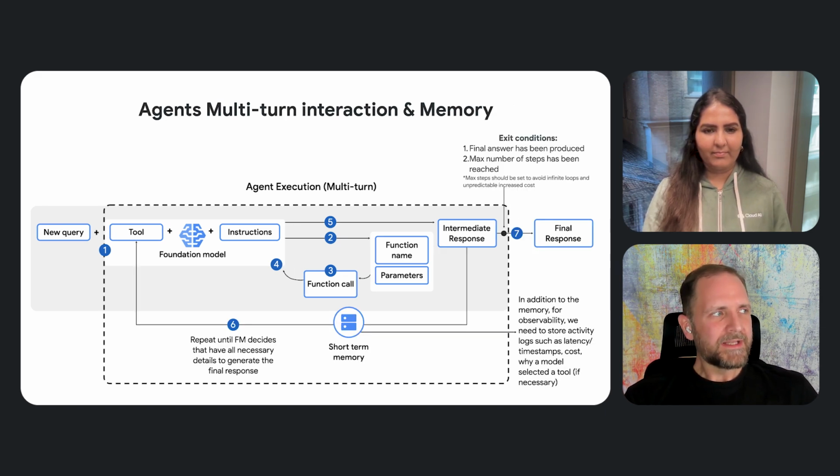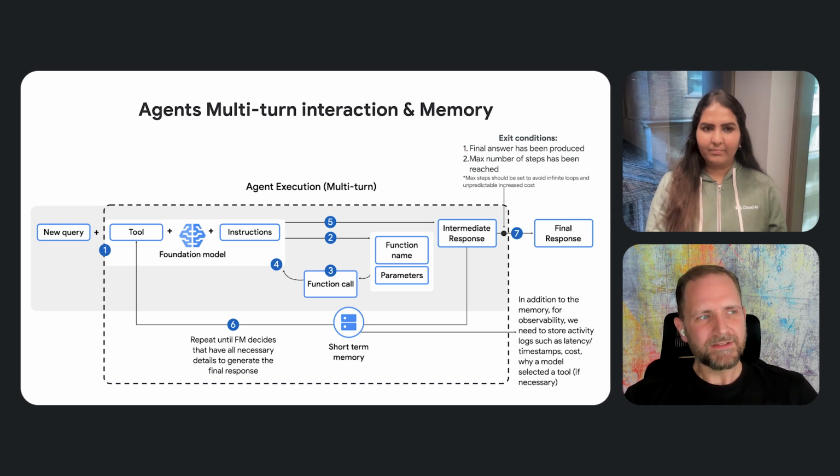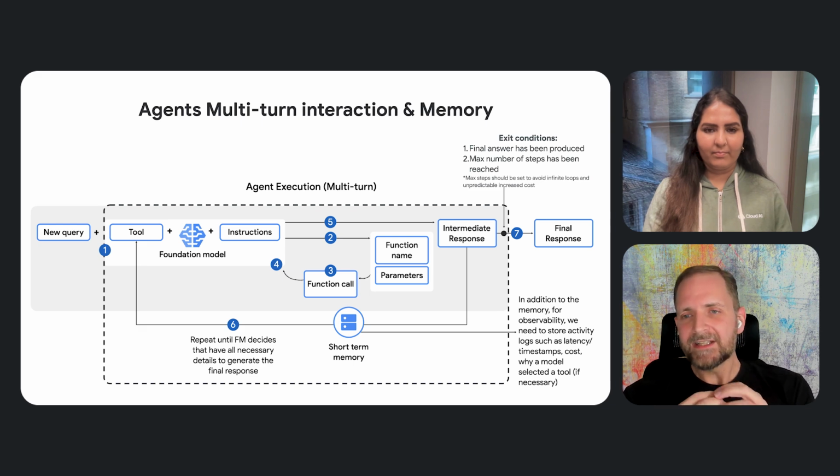So the core gets a new query, then it starts checking, okay, I need to call a function with these parameters, get back the results, and then it says, oh, I need to now call a different function in order to get more context in order to answer the final response. So in this interaction, we have intermediate responses, and we land on the final response only if the agent has enough information to answer the question, or if we have reached a maximum number of iterations.